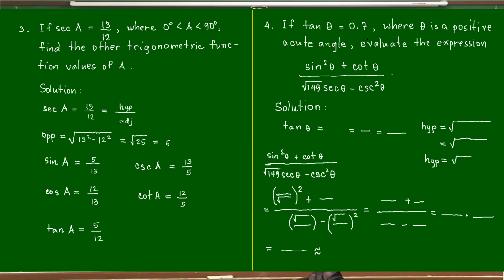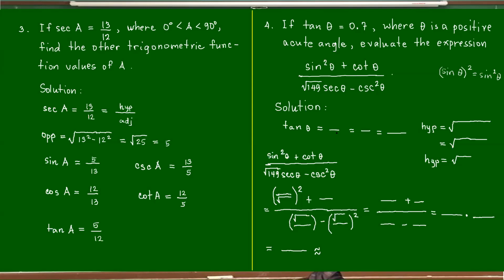If tangent theta is equal to 0.7, where theta is a positive acute angle, evaluate the expression: sine squared theta plus cotangent theta, all over square root of 149 secant theta minus cosecant squared theta. By the way, sine squared theta means we don't square the angle, we square the value of the function. The exponent is supposed to be outside the function. Okay? So that's what it means. So, solution.